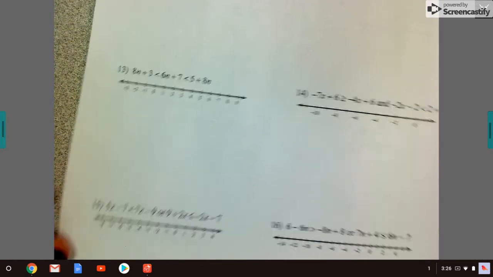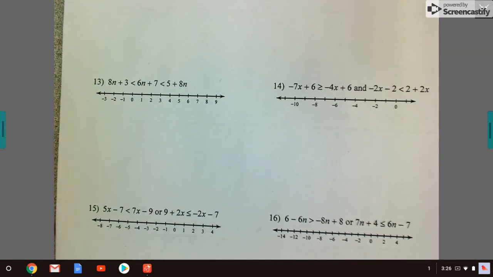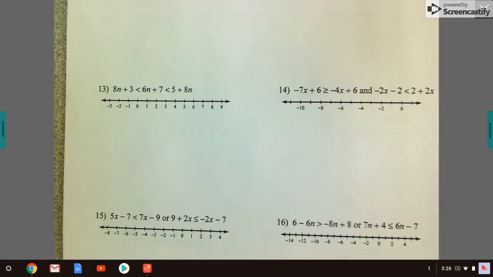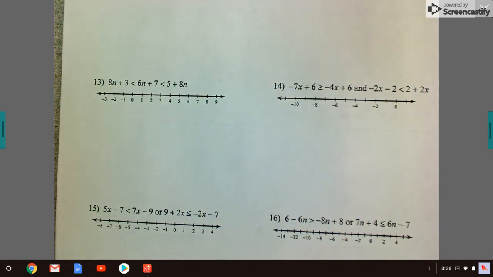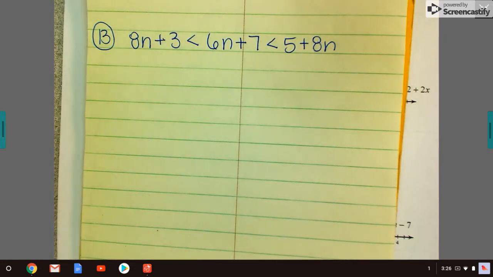Numbers 13 through 16, these are multi-step and some "or." So there's a few of each here that are multi-step, two "and" and two "or." So I want to do a couple of those with you. We're going to look at 13 and 15 together. I want to look at those first with you because they look a little different. Here's number 13. What's different about this is that there's multi-steps going on.